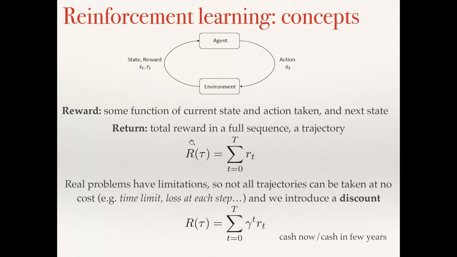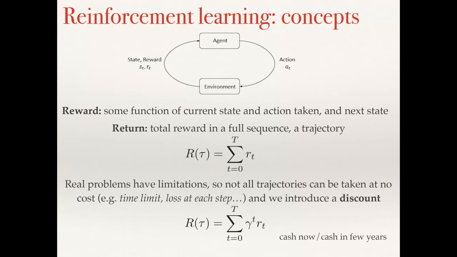The return is simply the total reward in a full sequence. So following a trajectory, the total return will be collecting all the little rewards you gain at each step. So the idea is that you want to maximize return. You want to maximize the amount of rewards you collect along a trajectory. In principle, scouting over the trajectories may be hard, but this problem, which is finding a path and counting how many rewards you get, is not going to be that hard.